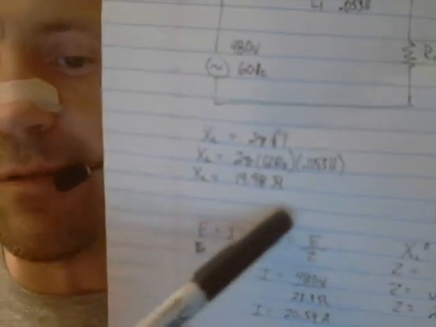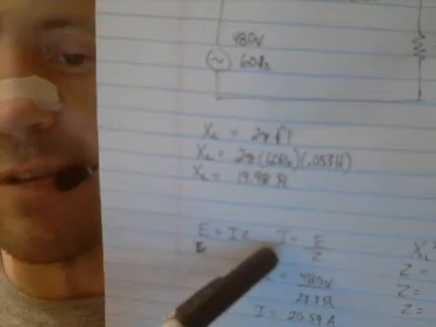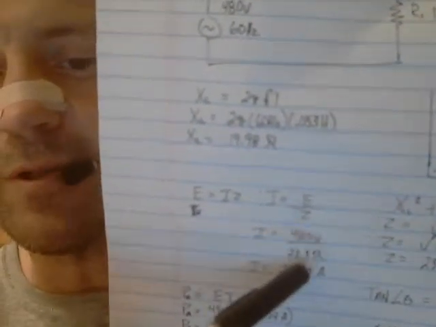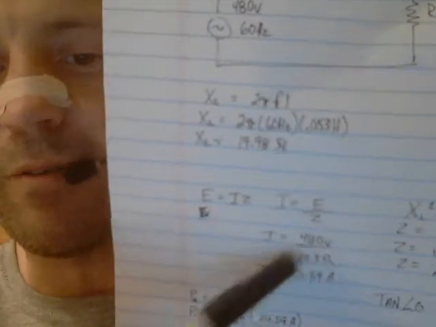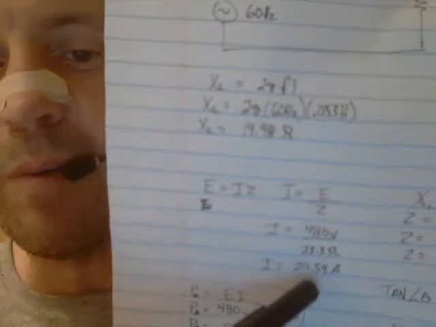I rearrange the formula to solve for the current, and so now I wind up with E over Z equals the current flow. Then I just plug in the numbers, 480 volts divided by 23.3 ohms, and that's going to give me a total current in this circuit of 20.59 amps.